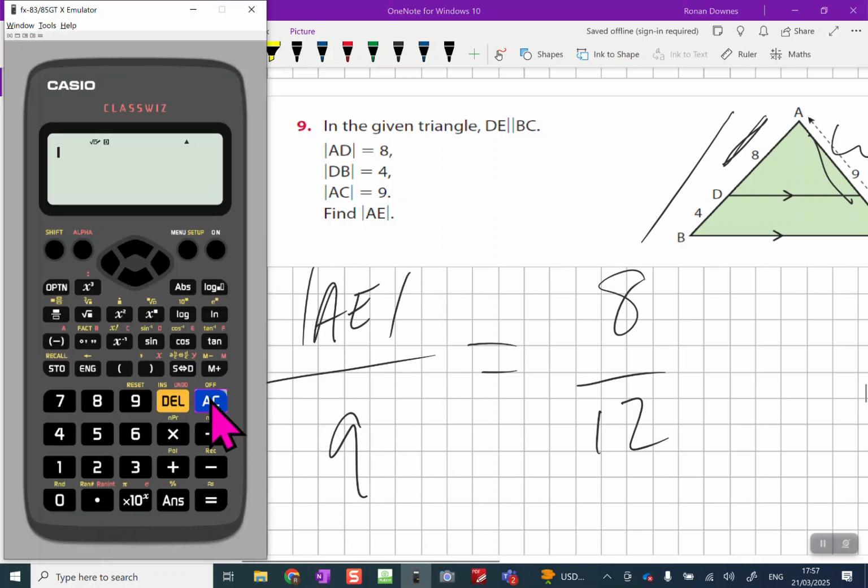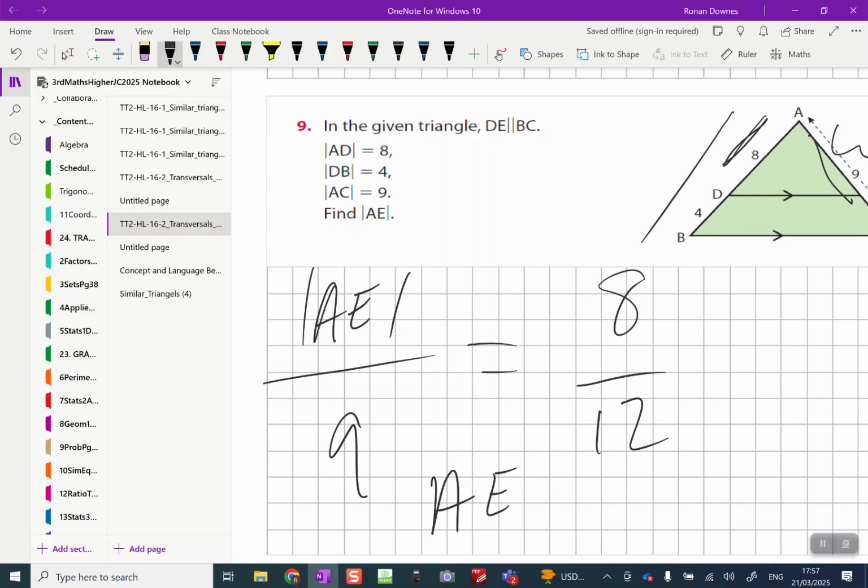Clear fraction. I've got to show you a trick. 8 by 9. Oh, you're going to either hate me, hate this, or love it. Over 12. Look at that. Boom. Equals 6. Okay, AE equals 6. And on we go to question 12.